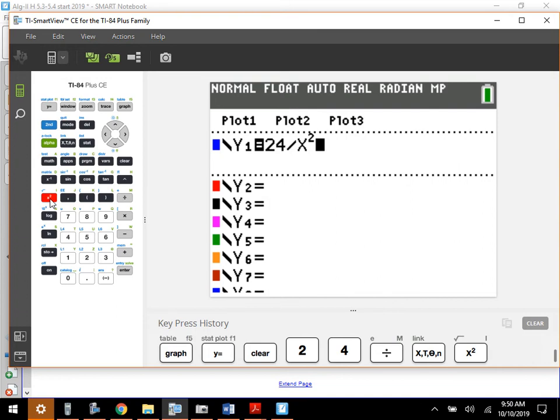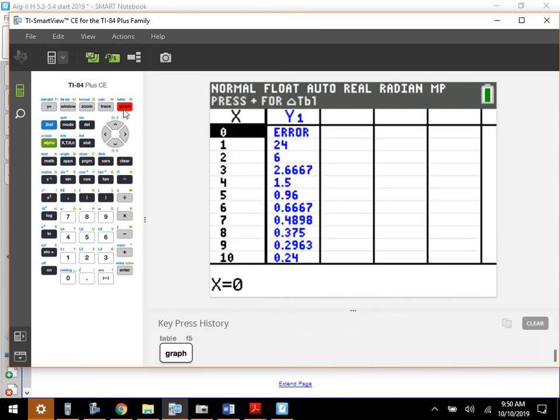Now go to your table. Well, why is that an error at 0? Think about what the table's doing. It's taking 24 and dividing by these values of x. So 24 divided by 0 squared, you can't divide by 0, that's why it's an error. What's 24 divided by 1 squared? 24. 24 divided by 2 squared? 6. 24 divided by 3 squared? So on and so on.